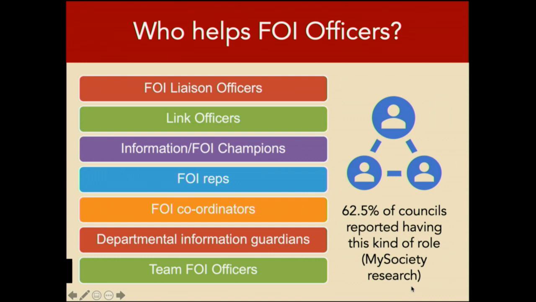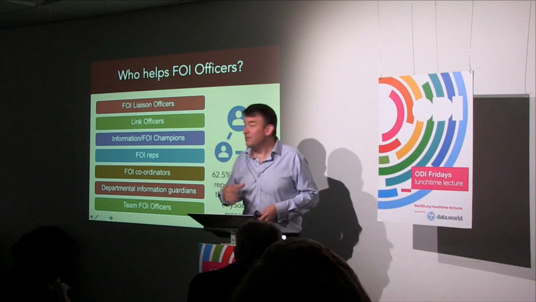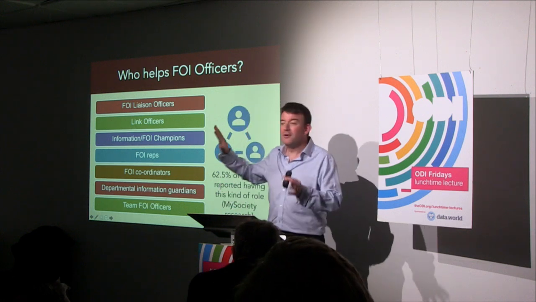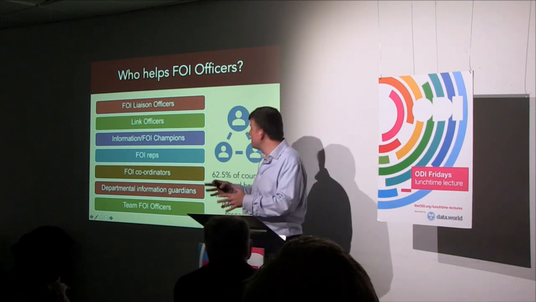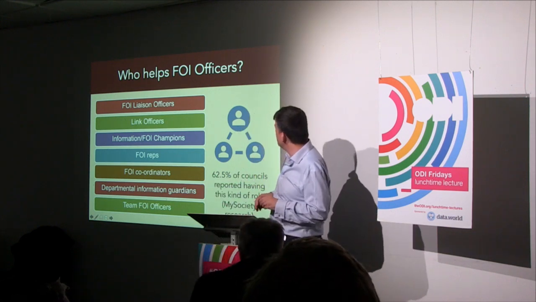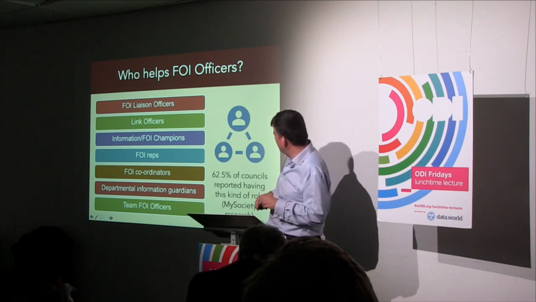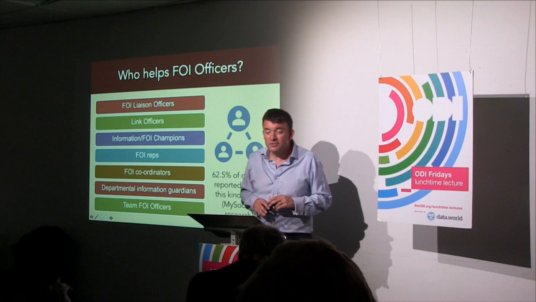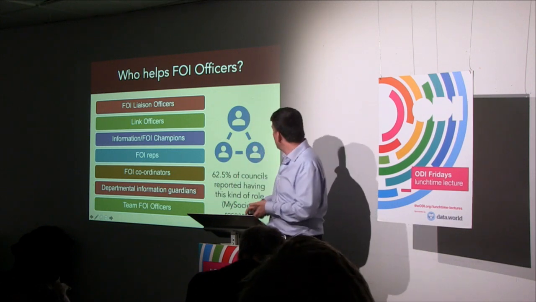The list on here is basically a list of some of the names that came back to me from my survey. People call them all sorts of different things, depending on the council. Again, there's no standardised way of doing this. All sorts of terms are used: link officers, information champions, team FOI officers. In a sense, it doesn't really matter what you call them, but they're all fulfilling that role of being a contact.